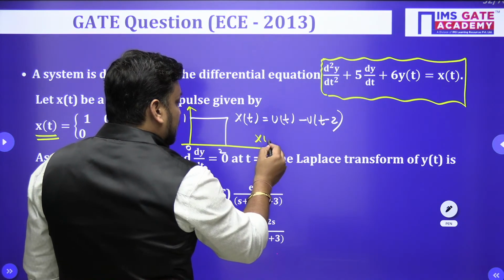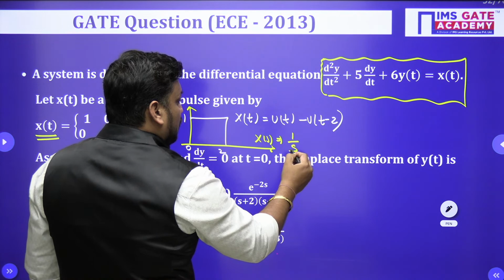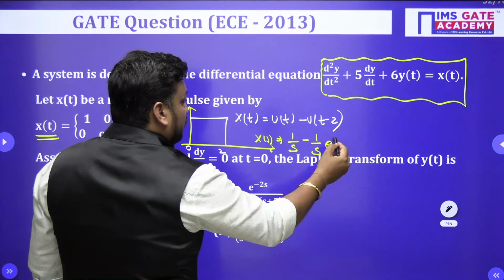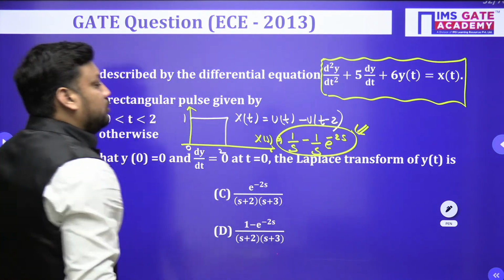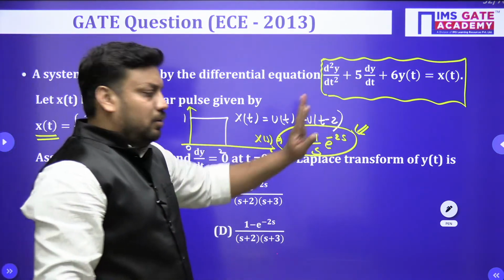So if I take its Laplace transform, then I will get for sure 1 by s minus 1 by s e to the power minus 2s. This I will get as X(s), and keep this as equation number 1 or 2, whatever.